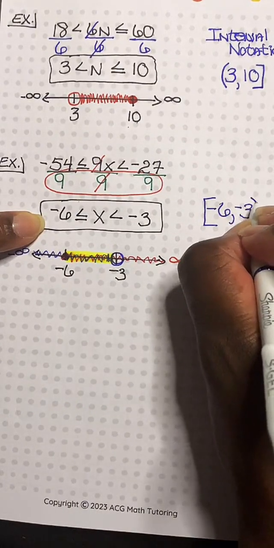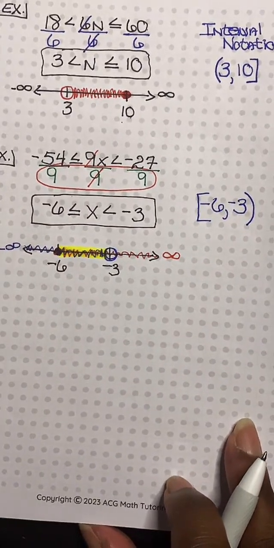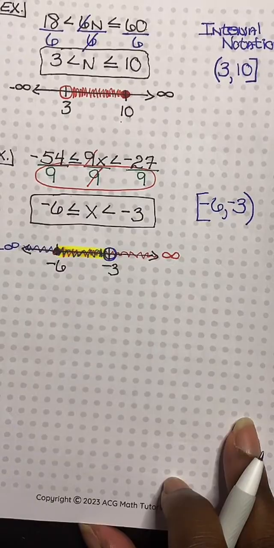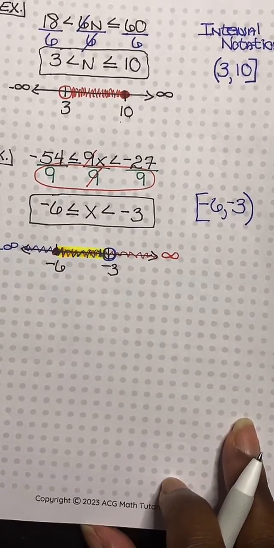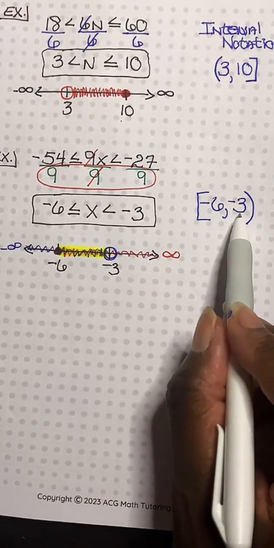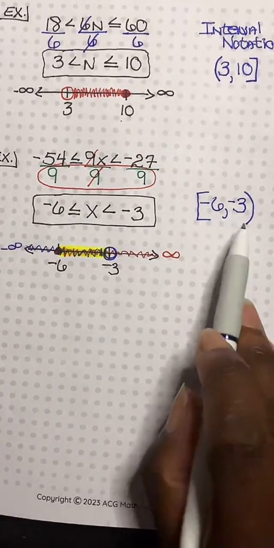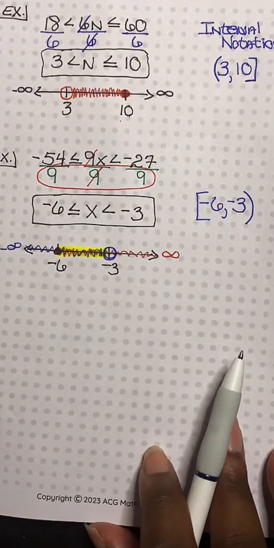So since it's not including the -3, we have our parenthesis. That's the interval notation.